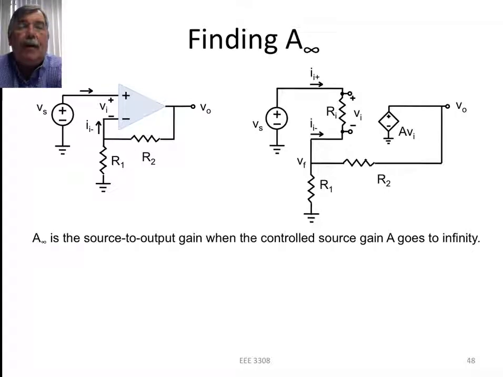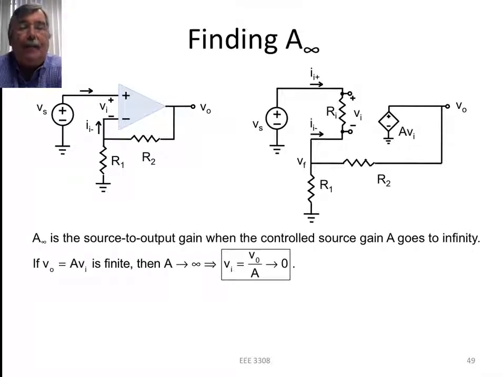Now the other part of the analysis is to find the gain A infinity. A infinity is the gain from whatever your input is to your output when the control source gain A goes to infinity. Now, that sounds a little complicated and a little scary maybe. What does that mean? It turns out to be a very simple thing that's easy to interpret in terms of the circuits. If this control source gain is infinite, assuming V out, which is A times VI, is finite, you can rearrange that equation to get V in equals V out over A.